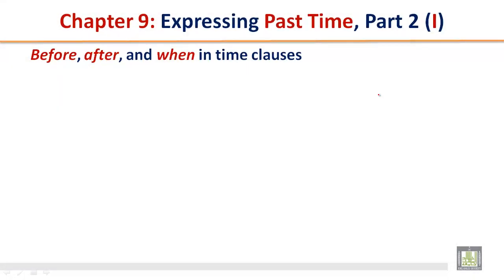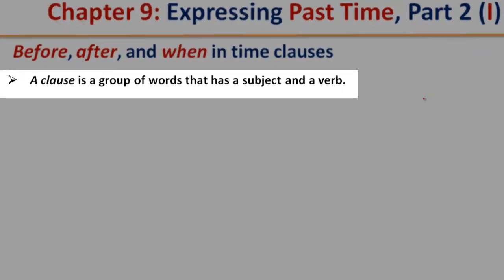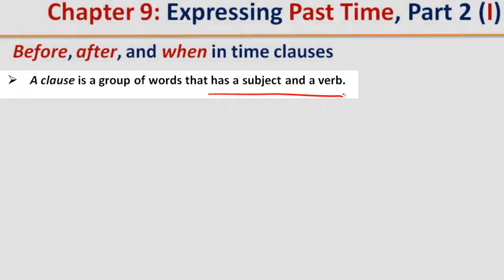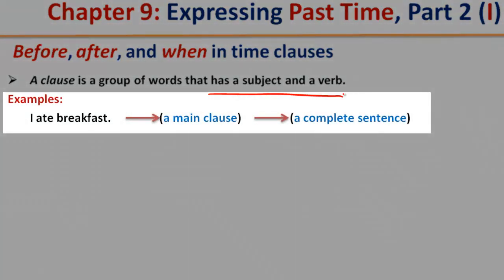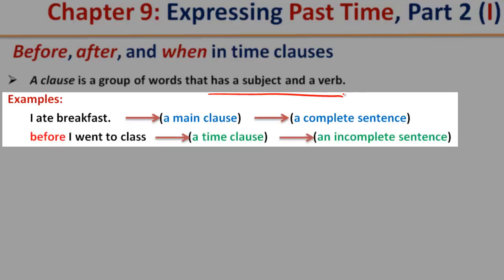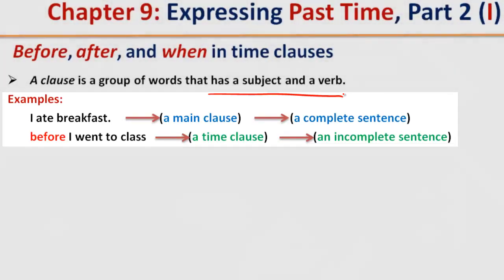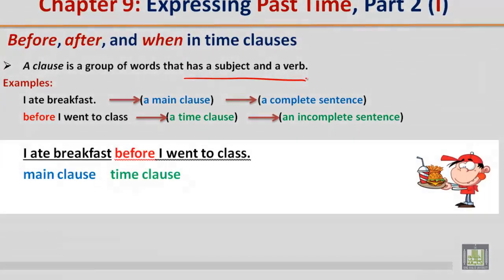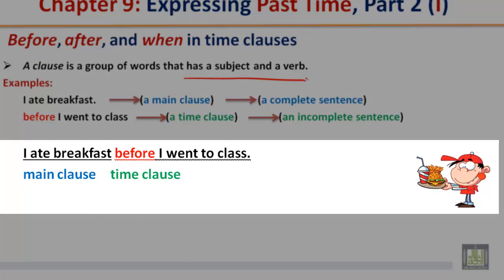Before, after, and when in time clauses. A clause is a group of words that has a subject and a verb. I ate breakfast: a main clause and a complete sentence. Before I went to class: a time clause, an incomplete sentence. I ate breakfast before I went to class. The main clause, I ate breakfast. The time clause, before I went to class.